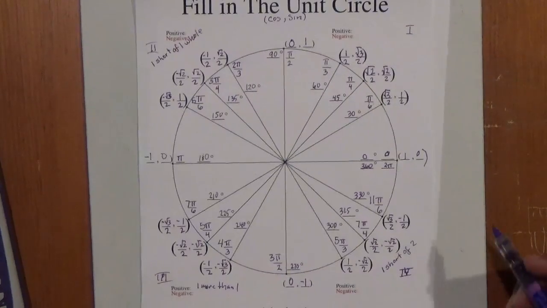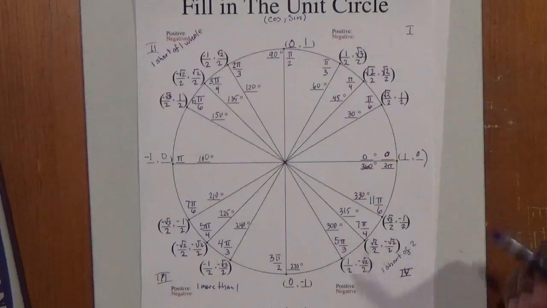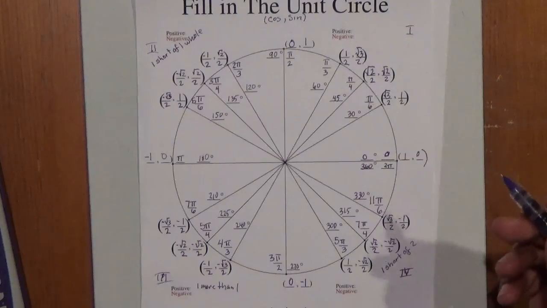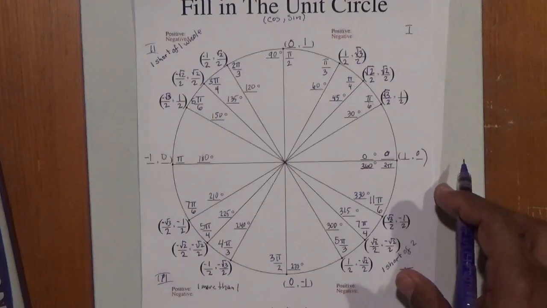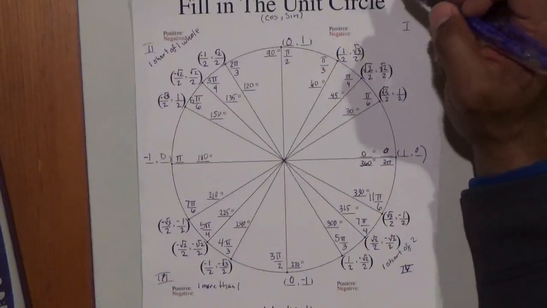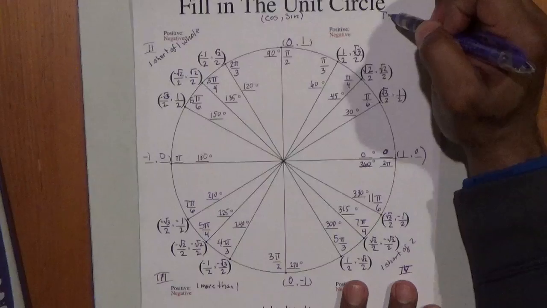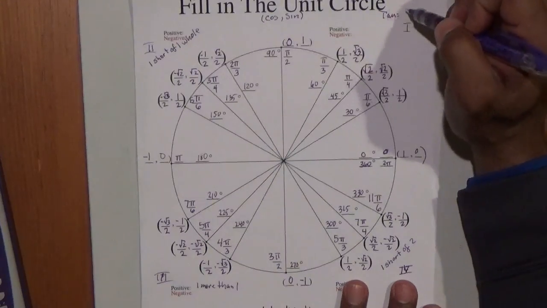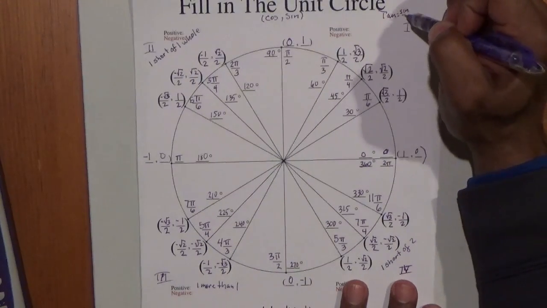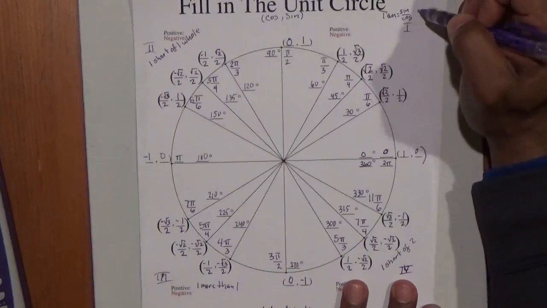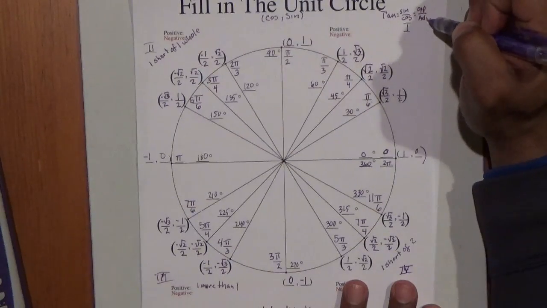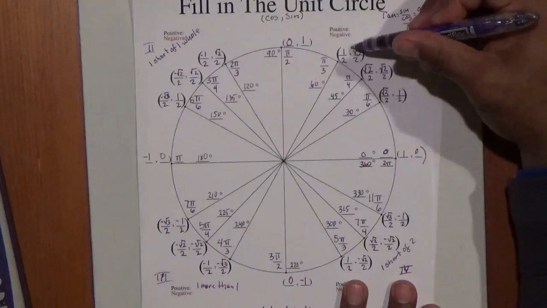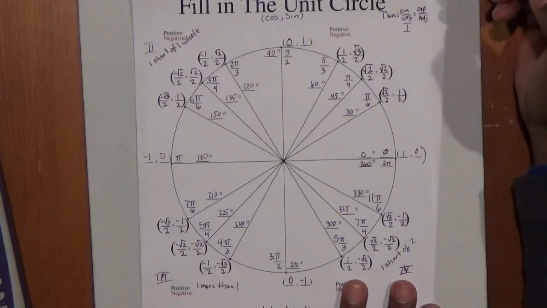Now, I know some classes do tangent and some don't. We've done tangent, and so we're going to add tangent to this. If you want to look at this, if you haven't seen it before, it'd be a good idea. All right, now, because tangent is, and we know this now, sine over cosine, or we can say opposite over adjacent, we can look at our ordered pairs to figure out what our tangents are.